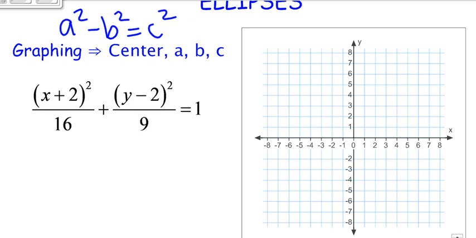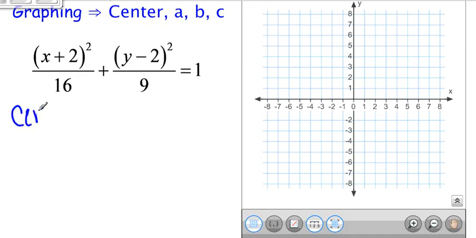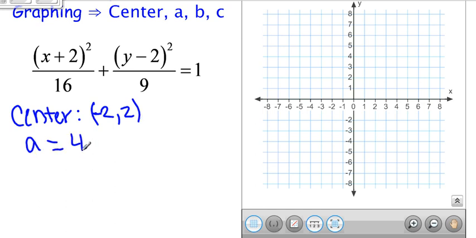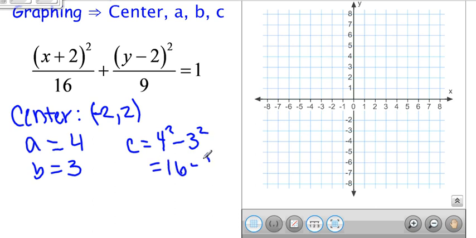All right, so our center here is going to be negative 2, comma 2. And our a is going to be 4. Our b is going to be 3. And our c is going to be 4 squared minus 3 squared, or 16 minus 9.